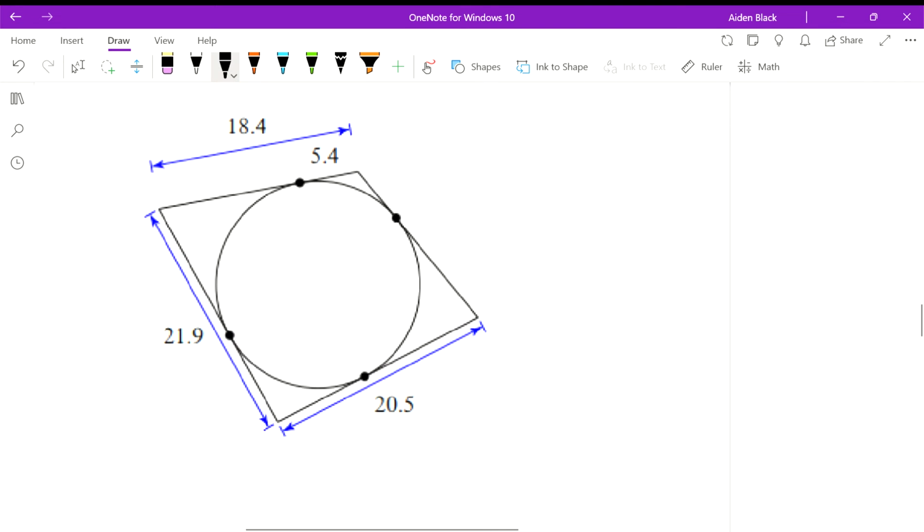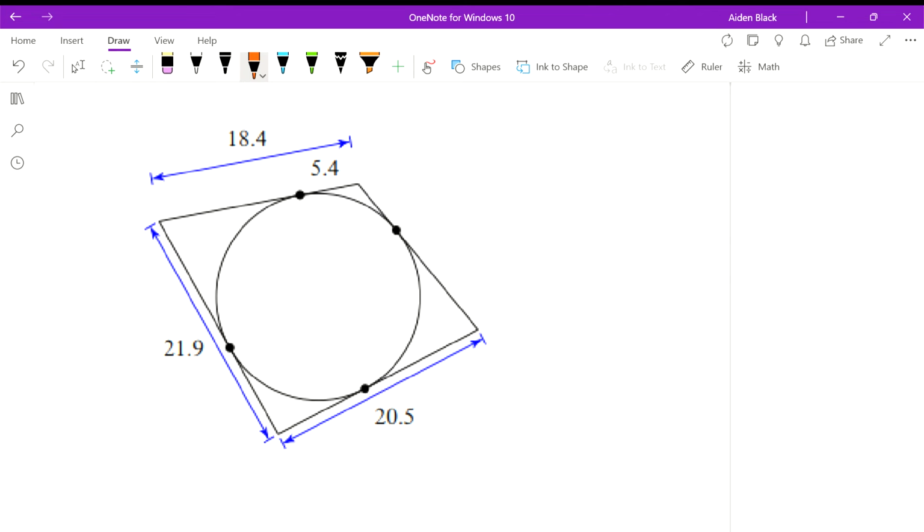Now for this question, same thing going on here. If this is 5.4, we're assuming those are tangent segments, then that means this is also 5.4. If this is 5.4, and that whole thing right here is 18.4, then this should be 13, right? That means this one is also 13.